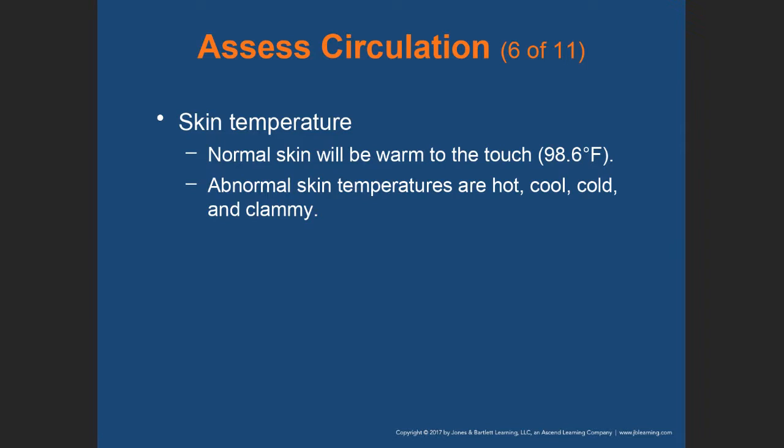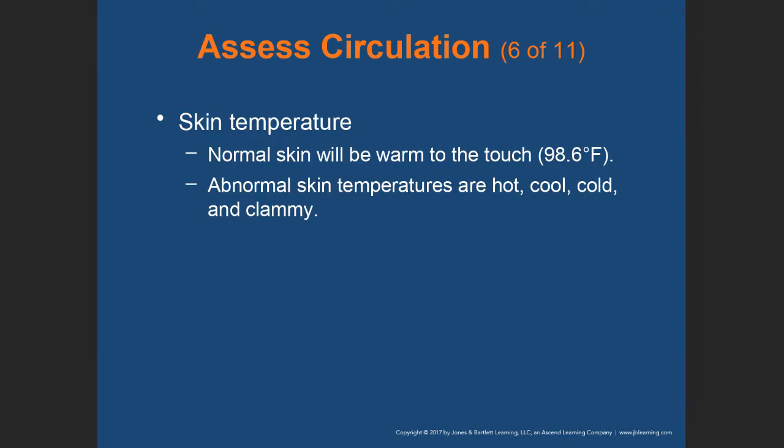Normal skin will be warm to the touch, 98.6 degrees Fahrenheit, and that number might change a couple of years from now, right? Based on the research that's going on, you're going to see a normal core temperature of less than that. There is research being done now that suggests that the normal body temperature is actually lower than that.